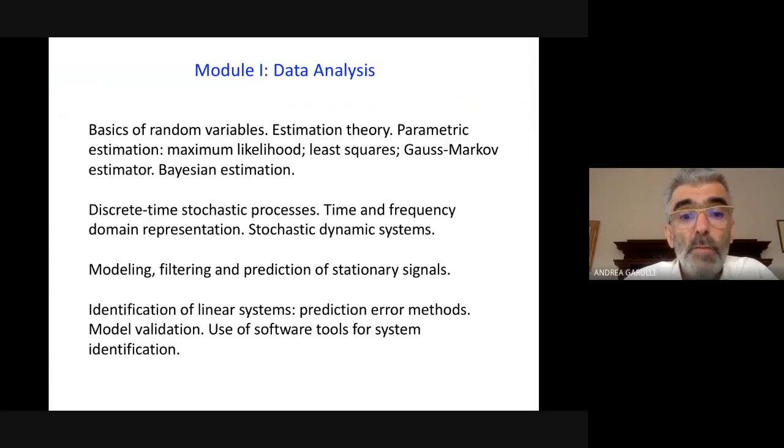And we will deal with the problem of identification of linear systems. So getting data, we want to understand how a certain system works. It doesn't matter if it is an engine or a biological system or an economical system. By getting data, we try to write down equations describing the behavior of the system and to estimate the values of the relevant parameters that describe its behavior. And you will also learn how to use software tools for doing that. So there will be also a practical part.